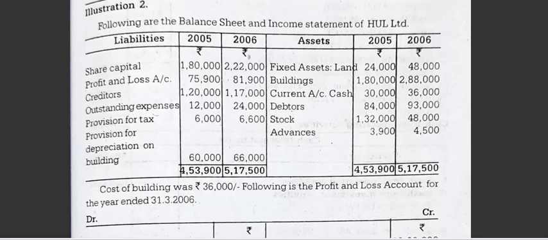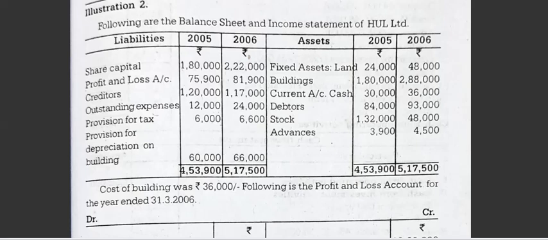Hello students, this is another problem under cash flow statement. The balance sheets are given below. I will read the balance sheet and explain in which activities each item will go. There are three activities as I have explained: cash flow from operating activities, cash flow from investing activities and cash flow from financing activities.